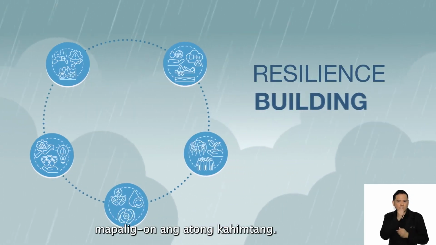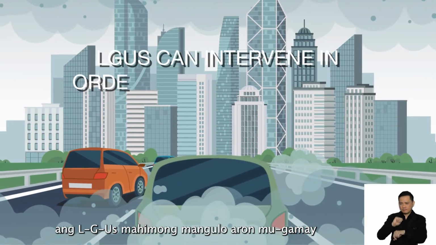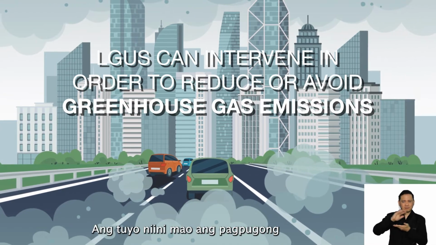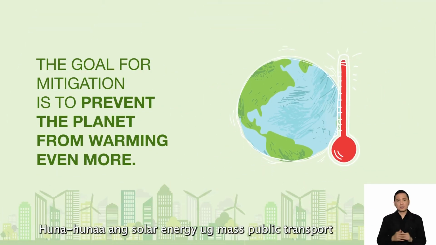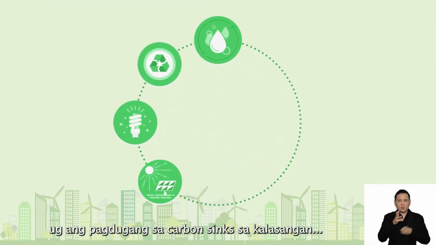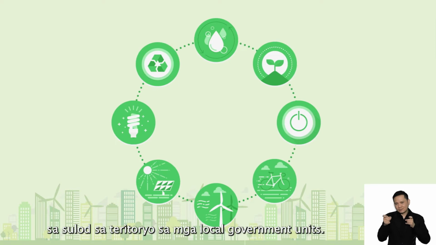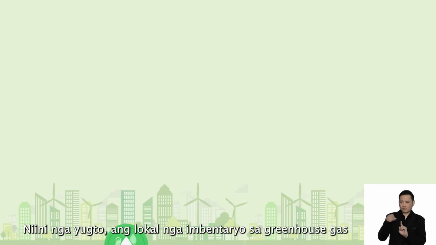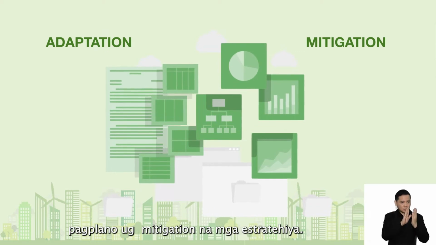to incorporate resilience building. On the other hand, for mitigation, LGUs can intervene in order to reduce or avoid greenhouse gas emissions. The goal for mitigation is to prevent the planet from warming even more. Think about solar and mass public transport, solid waste management or wastewater control, and increasing carbon sinks such as forests. These are mitigation strategies that local government units may prioritize. At this stage, the local greenhouse gas inventory is considered for both adaptation and mitigation strategies.